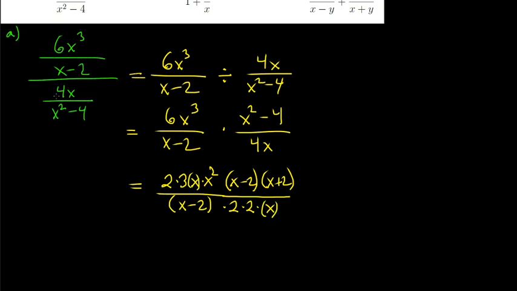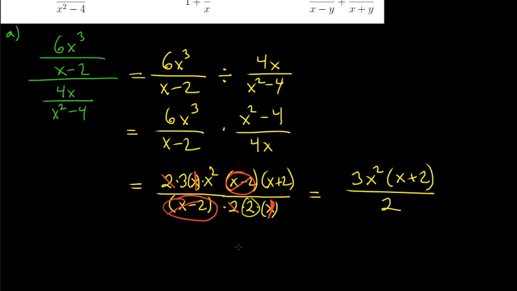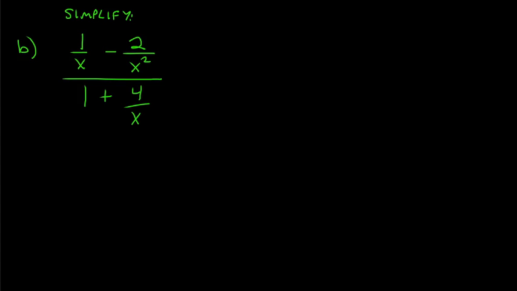So everything's factored completely. Now we just cancel. We can cancel a 2. We can cancel an x. And we can cancel x minus 2. And I think that leaves us with 3x squared times x plus 2 over 2. It's just a single 2 in the denominator. Right. And I guess we'll just leave it like that. Okay, in part B, we want to simplify 1 over x minus 2 over x squared, all of that over 1 plus 4 over x.